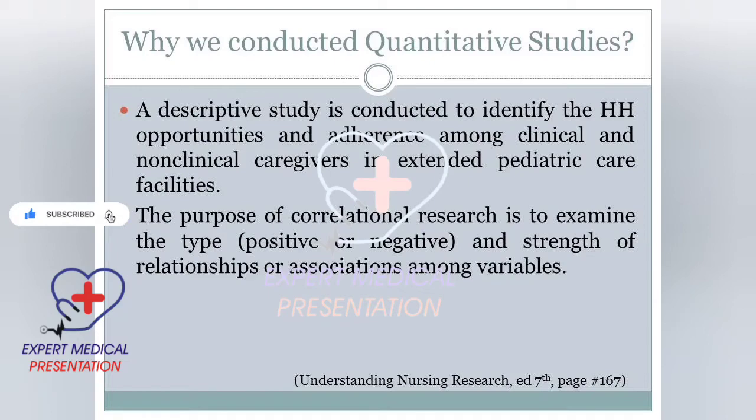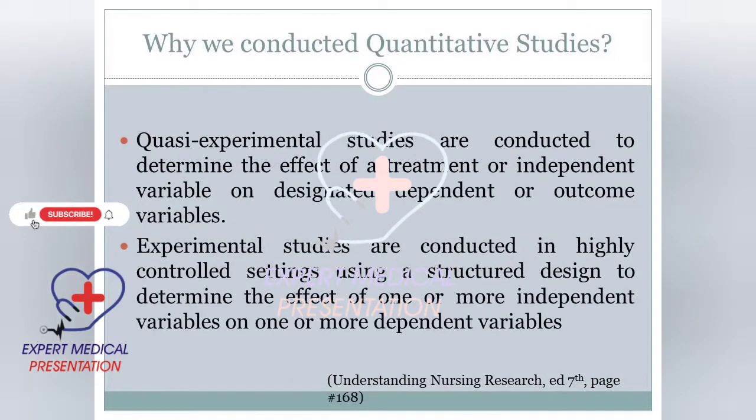Why we conducted quantitative studies. A descriptive study is conducted to identify the HH opportunities and adherence among clinical and non-clinical caregivers in extended pediatric care facilities. The purpose of correlational research is to examine the type, positive or negative, and strength of relationships or associations among variables. Why we conducted quantitative studies. Quasi-experimental studies are conducted to determine the effect of a treatment or independent variable on designated dependent or outcome variables.